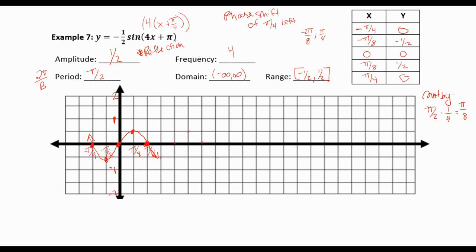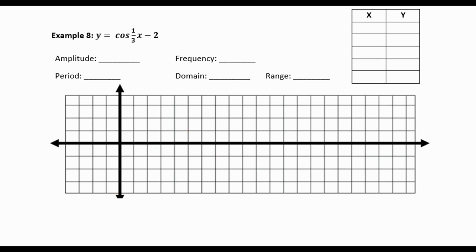Okay. And one last example, and then we're done. Hopefully it's getting a little bit easier. All right, here we can see that our amplitude is 1. That makes it nice and easy. Our frequency is pi over 3. And the reason I'm showing us this example is because notice that pi over 3 x minus 2 is not in parentheses. So actually this is going to be our vertical shift, which will be down 2 units.